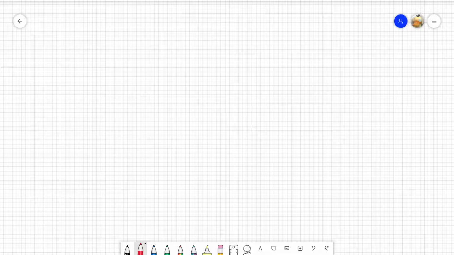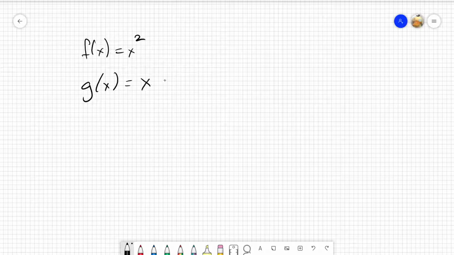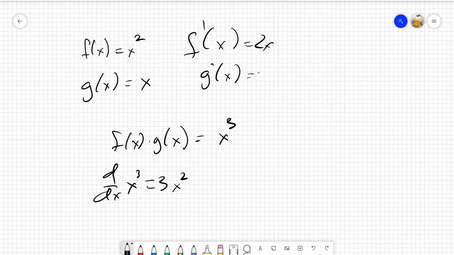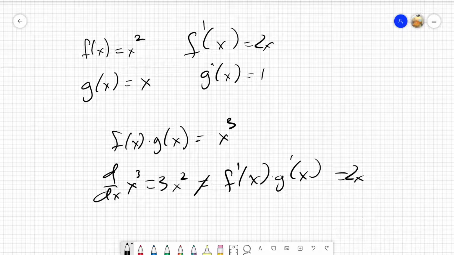the easiest way to see this is the case is suppose I give you the function f of x equals x squared and g of x equals x. All right? Then f of x times g of x is equal to x cubed, and the derivative of x cubed is 3x squared. Now notice f prime is 2x and g prime is 1. So this is not equal to f prime of x times g prime of x, which is just equal to 2x.